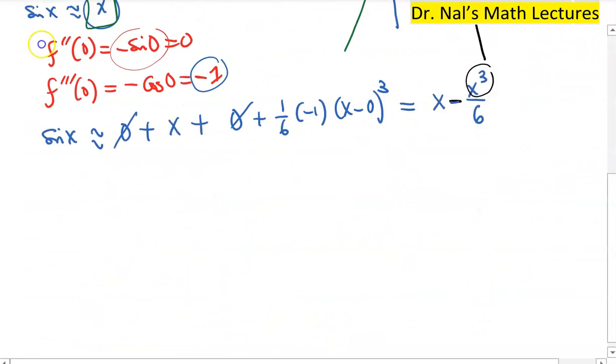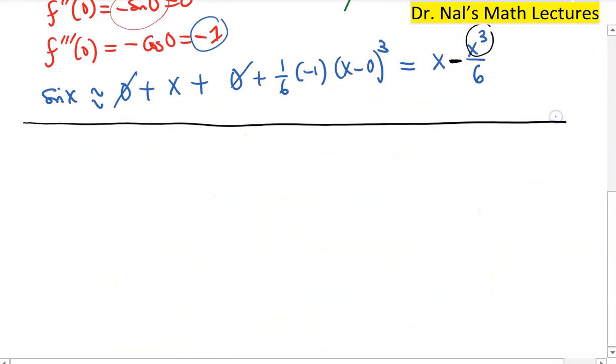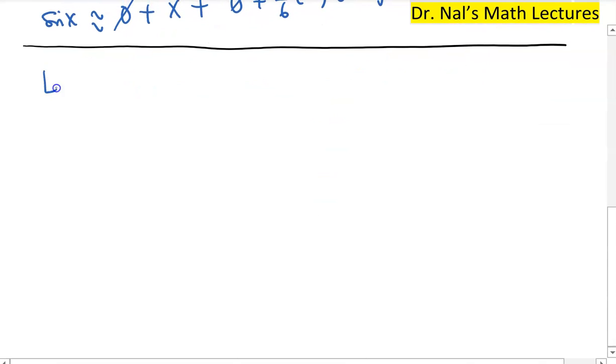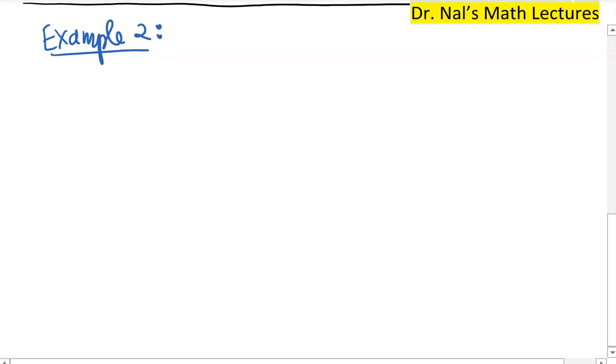So let's just go ahead and have a look at another example, and that will be the last example related to this topic. So let me just go ahead and call it example 2. For example 2, we want to find the value of, as approximately as possible, let's say e to the power, I don't know, let's say 0.5. That's what I want to evaluate.